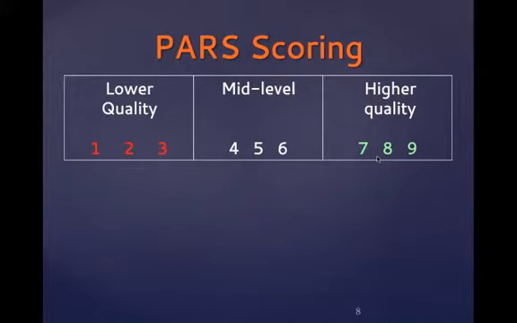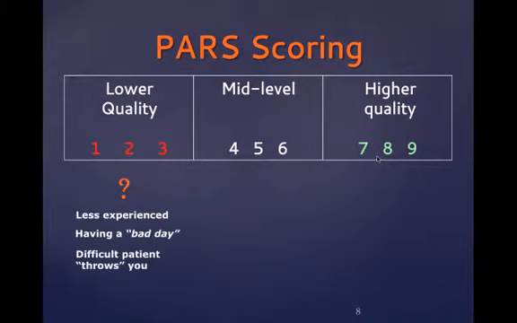I think of the rating system as almost like a theater with 3 rows and 3 seats per row. There's the lower quality row, 1, 2, 3, the higher quality row, 7, 8, and 9, and the mid-level section with seats 4, 5, and 6. And the lower quality ratings are generally observed with people who are less experienced.